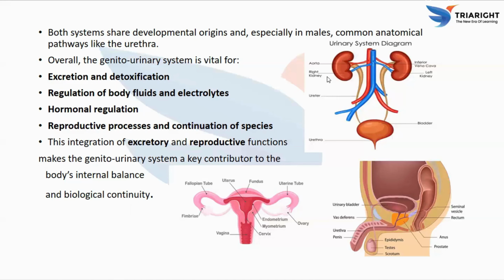So this is a urinary system diagram. You can find the kidneys, ureter, urethra, bladder, and also the aorta and inferior vena cava. So this is a female reproductive system.